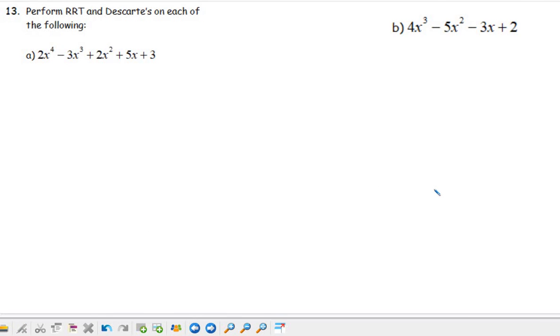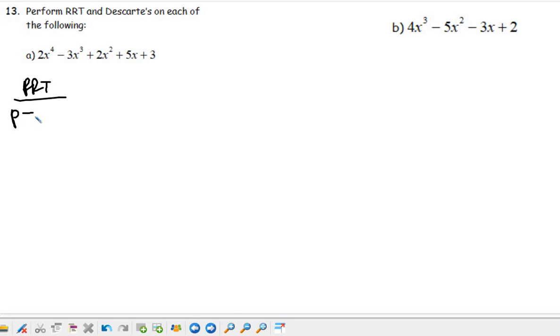So we're going to perform RRT and Descartes on each one of these. Remember that rational root theorem gives us our pool of numbers that we're going to pull from. And Descartes gives us our possible number of positive and negative roots. Okay, so we have RRT first.